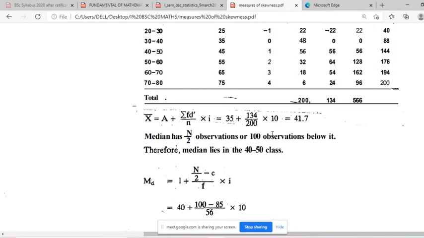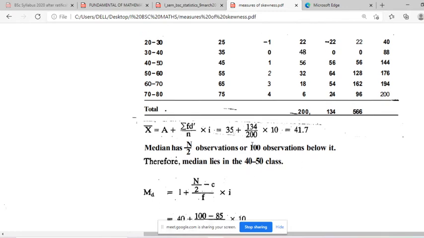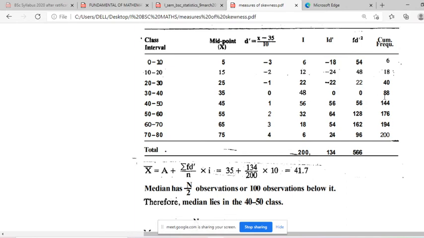Median is the n by 2th observation. Altogether the total frequency is 200, so the median is the 100th observation. So 100 observations will be less than the median, and 100 observations will be greater than the median. Where does the 100th observation lie? Up to this we have 88 observations, so the 100th observation will lie in this class, 40 to 50. That is the median class.